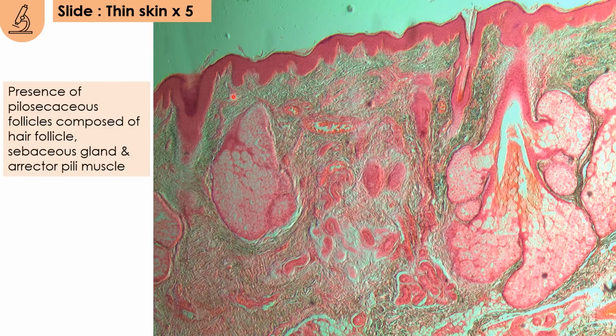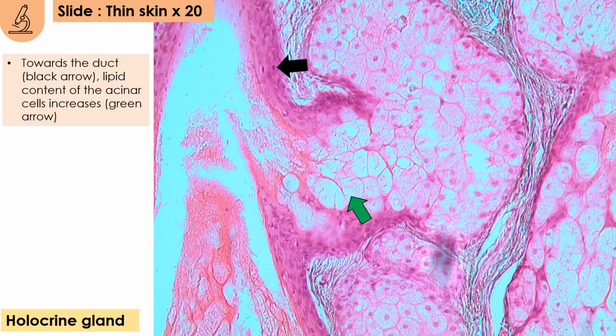Then again we see the thin skin. If you look at the thin skin, it has this pilosebaceous follicle, which is composed of the sebaceous gland, this one, and also the erector pili muscle and the hair follicle. So this unit we call pilosebaceous follicles. But we want to focus only on the sebaceous gland, this part only. So this is the sebaceous gland, and this is the duct of the sebaceous gland.